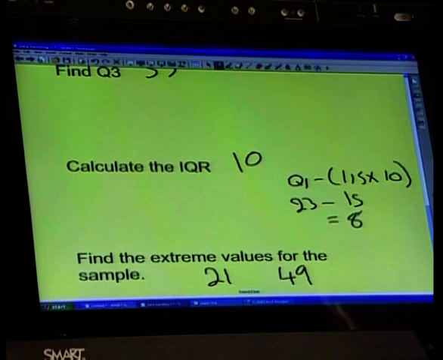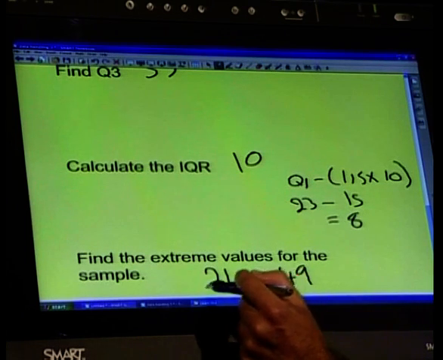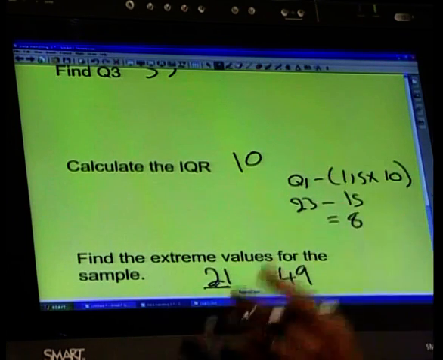That means that for a value to be an outlier, it would have to be 8 or below. In my case, my low value was 21. So it is well within the range of being in the sample and does not need to be discarded.